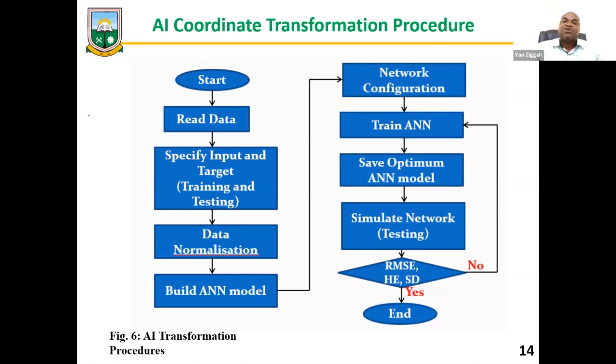Now, the moment you do data normalization, the next is the network configuration. You need to look at certain controlling parameters of the type of AI method that you want to use and how you can configure it to give you the optimum result. The moment the training is done and you are able to save your optimum trained model, you have to test it. If you are testing it, it means that you are looking at certain performance metrics, so you can look at root mean square error, horizontal error, standard deviation, etc. The moment it meets your target, it means that your training is done. If not, you must go back and retrain by adjusting the controlling parameters.